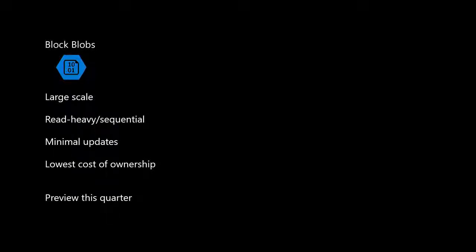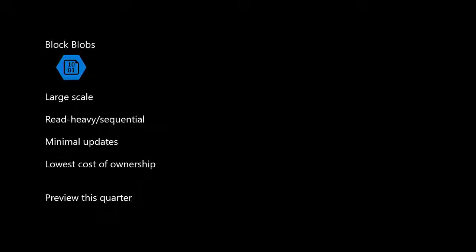And the reason that's important is because when I'm talking about NFS, I want to give the full picture. The first one is the NFS solution we're building on block blobs. It will be ideal for read-heavy workloads with larger files, where if it is an HPC workload, there are minimal updates happening to those files during runtime.